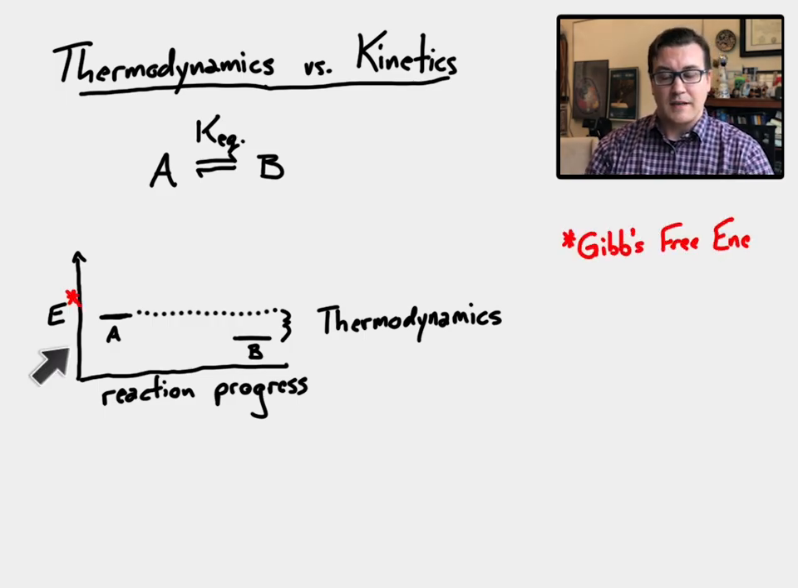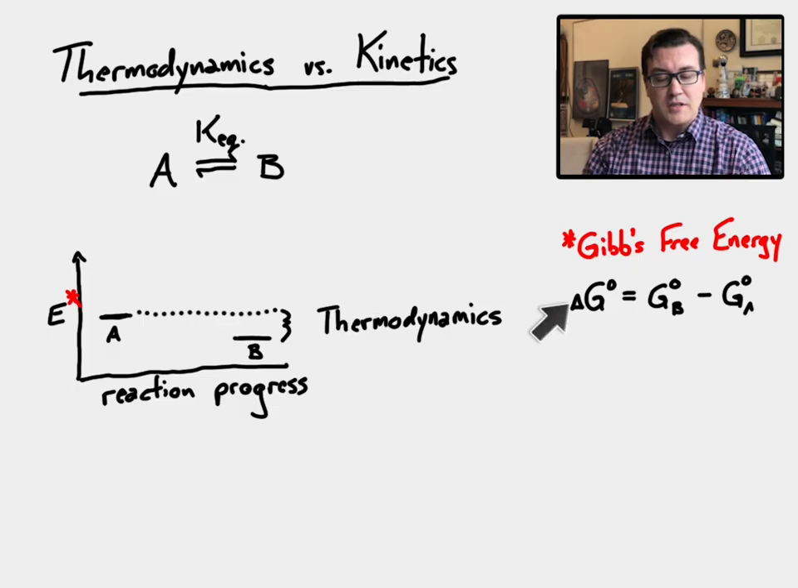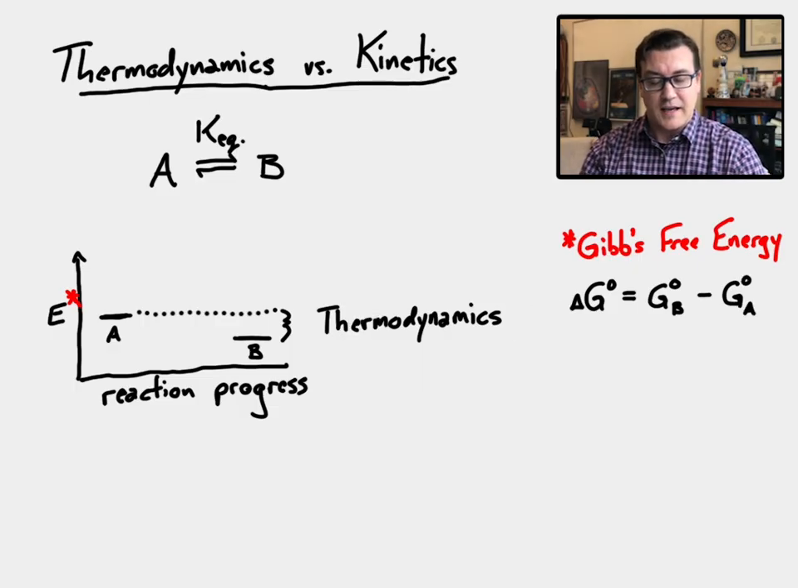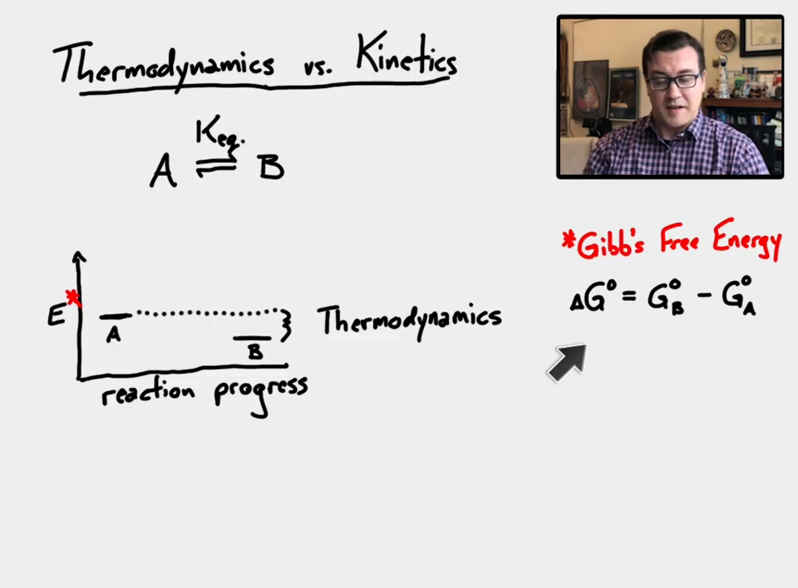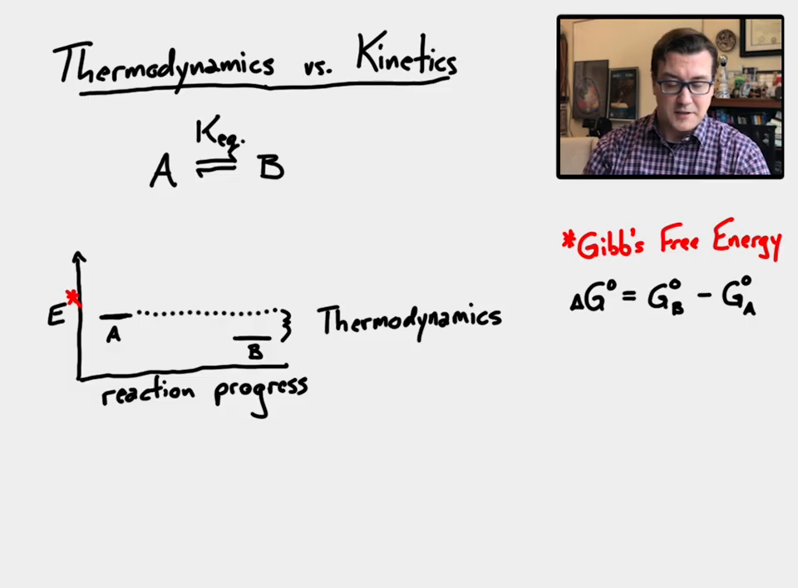So it's important to recognize that when we're talking about energy, we are talking about Gibbs free energy. And so the difference of Gibbs free energy is defined as the Gibbs free energy of B minus the Gibbs free energy of A. And this gives us our delta G, and this is again our thermodynamic factor.